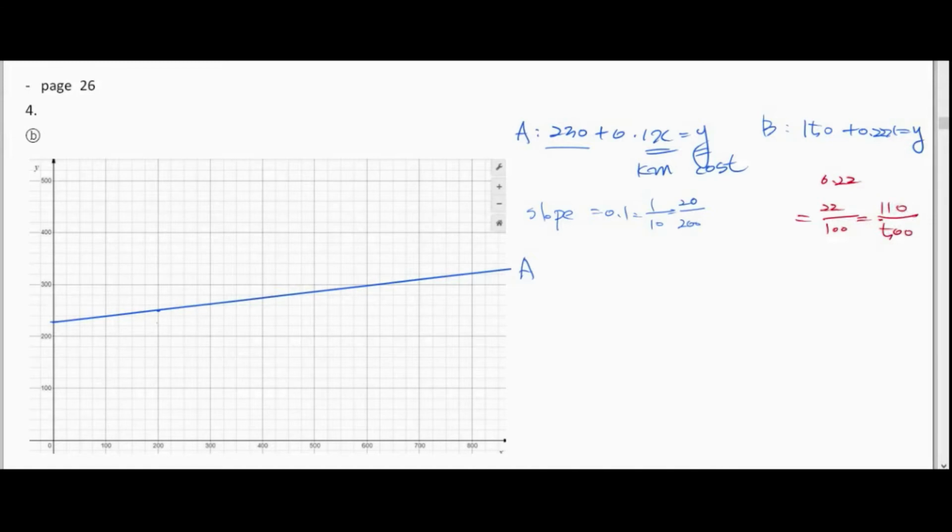So let's draw the graph. The y-intercept is 150, so it will be just about here, like this, and plus 500, so jumping 5 big blocks, and it will be here. And then 5.5 blocks up until here, and connecting these will give the 2 graphs. Right here, the point of intersection looks like it's just about 670 or 680, comma, maybe 300, let's say.